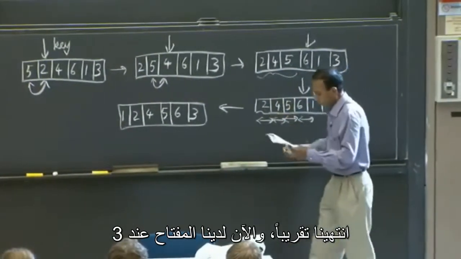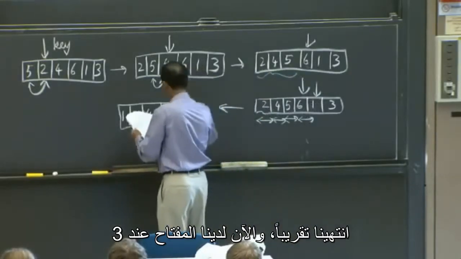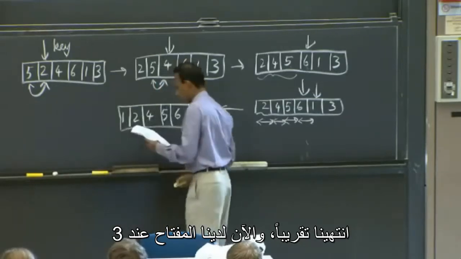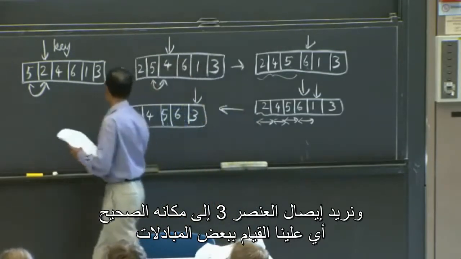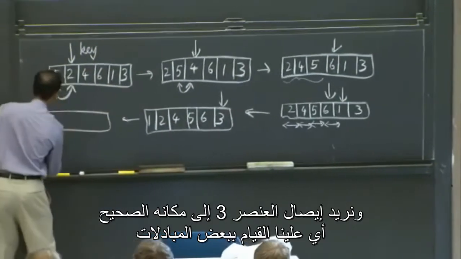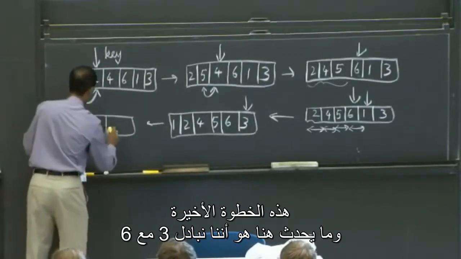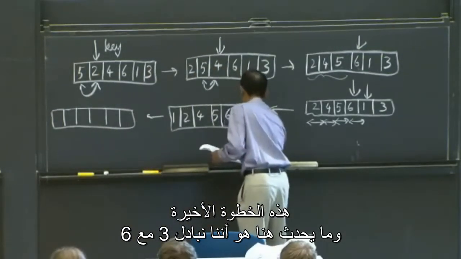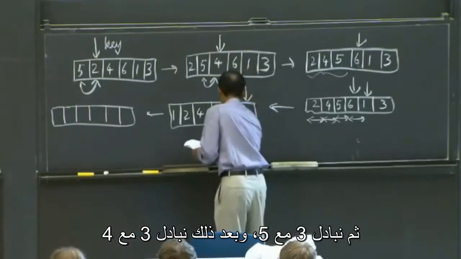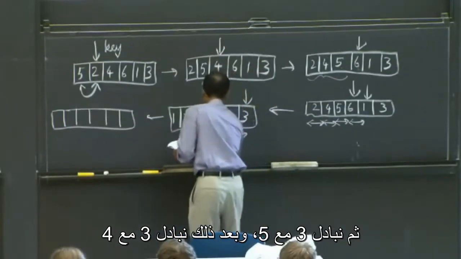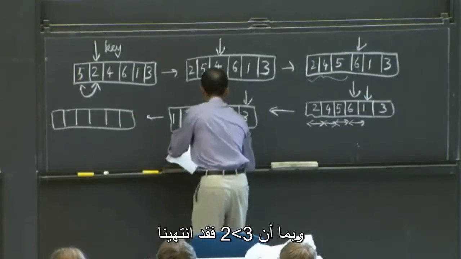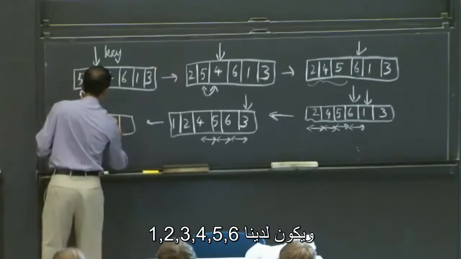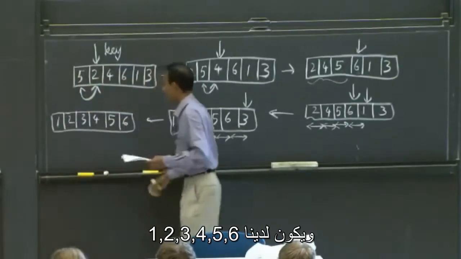So we're almost done. Now we have the key at 3, and 3 needs to be put into the correct position. So you've got to do a few swaps. This is the last step. 3 is going to get swapped with 6, then 3 gets swapped with 5, and then 3 gets swapped with 4. Then since 3 is greater than 2, you're done. So you have 1, 2, 3, 4, 5, 6. Okay, and that's it.